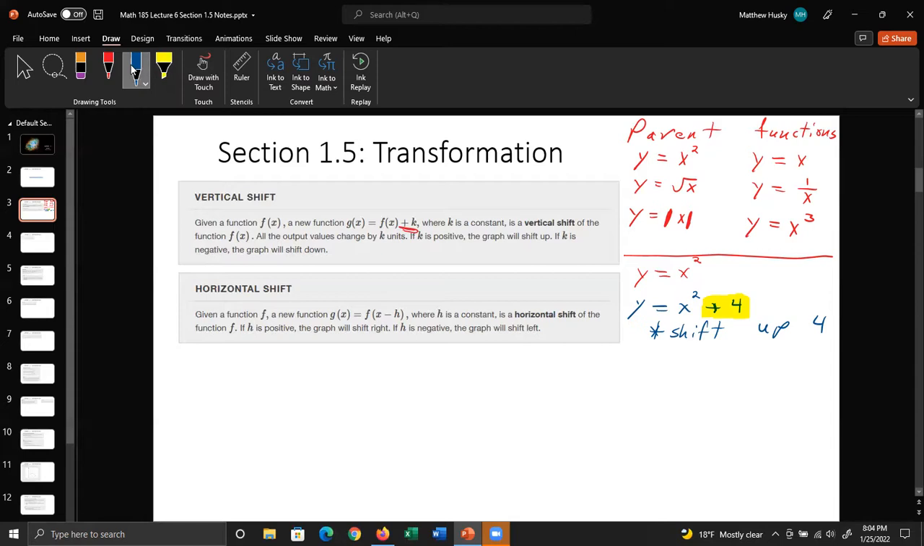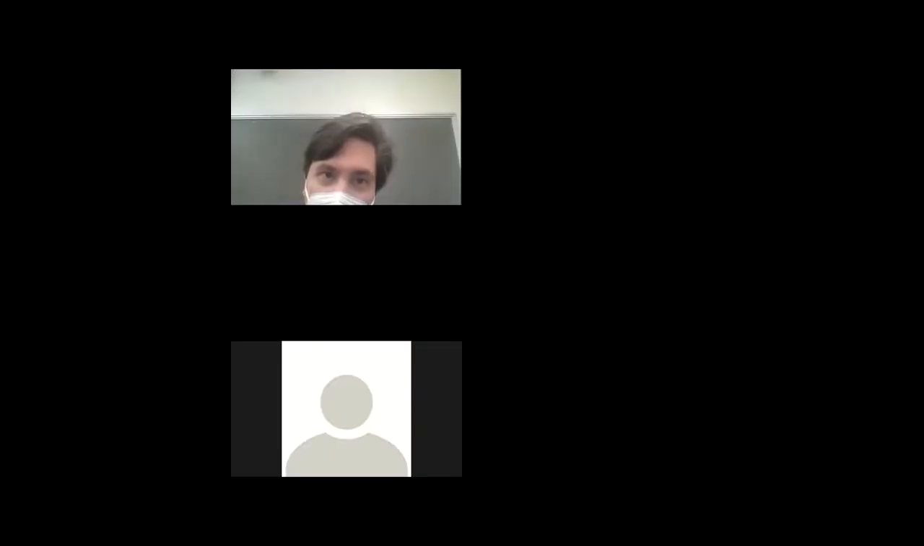If, on the other hand, you have something like y equals x squared minus 3, that would mean that you would shift the parent function down 3. And the reason it's down is because this time around we are subtracting, and we have moved the graph down 3. We're subtracting 3 from every y value. Let me show you with the graphing calculator kind of what this implies.